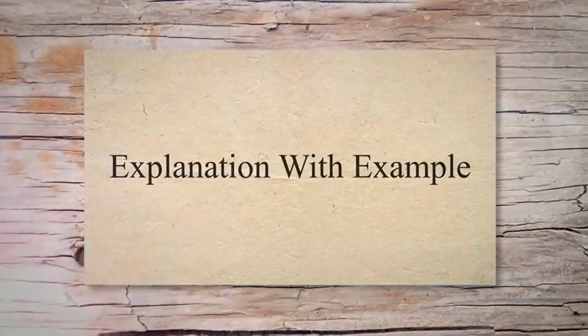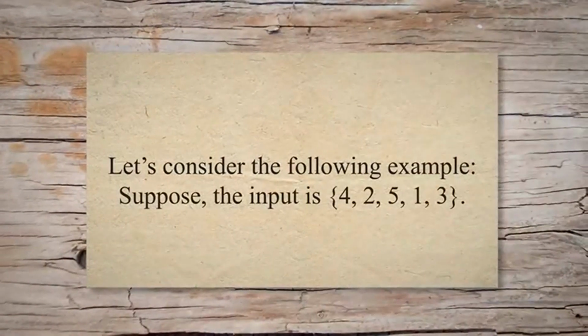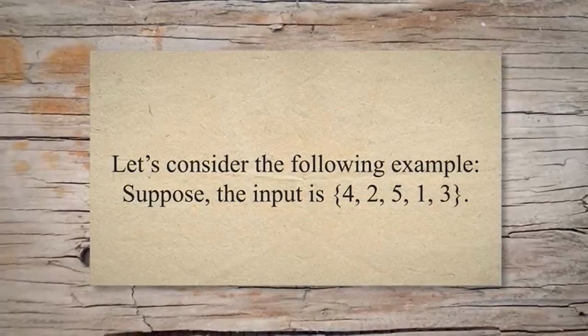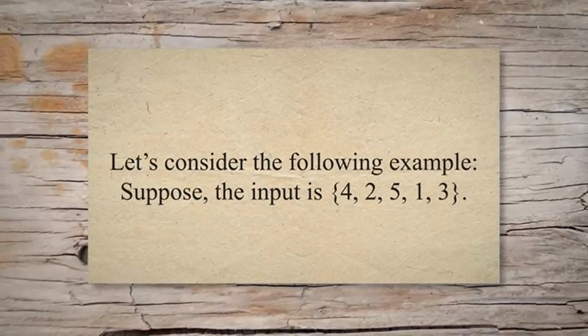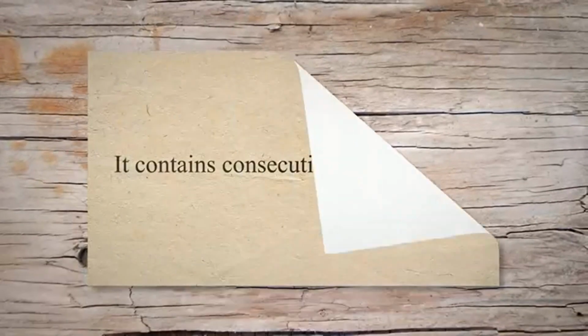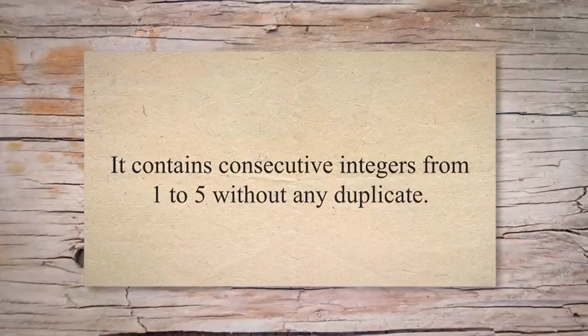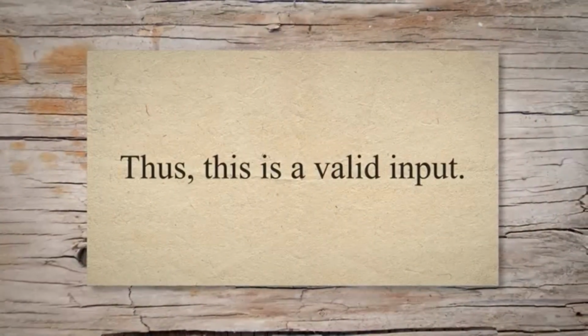Explanation with example. Let's consider the following example. Suppose the input is 4, 2, 5, 1, 3. It contains consecutive integers from 1 to 5 without any duplicate. Thus, this is a valid input.